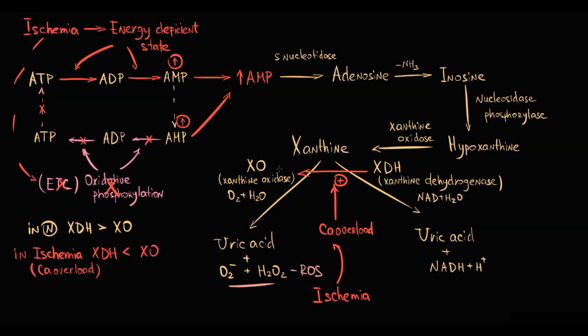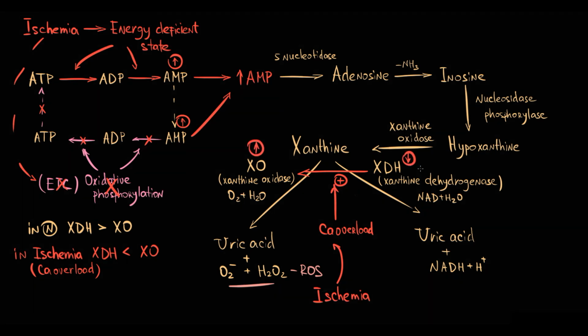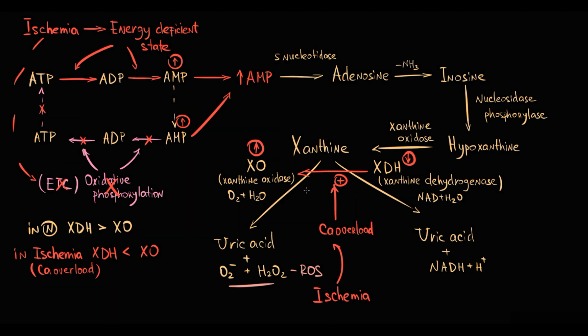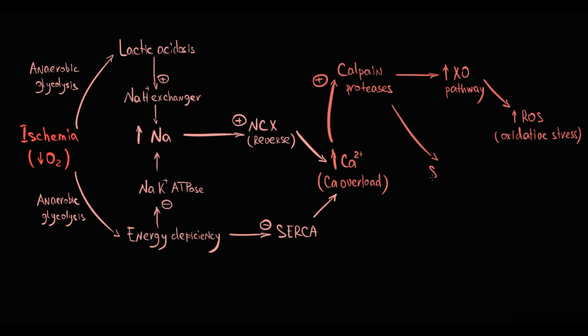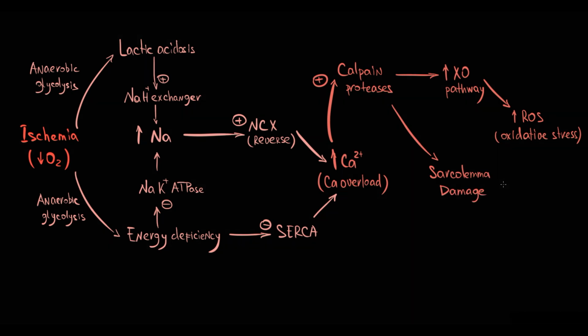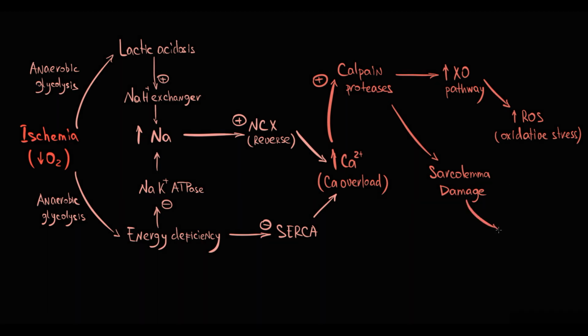Apparently, the level of xanthine oxidase increase and the amount of xanthine dehydrogenase decrease. Thereby, during ischemia, xanthine oxidase pathway prevails over xanthine dehydrogenase pathway, and this results in increase in production of reactive oxygen species that cause oxidative stress. Also, in activated state, Calpain proteases begin to hydrolyze cytoskeletal proteins, as vinculin for example, and this causes damage to sarcolemma of cardiomyocytes. Sarcolemma becomes more fragile, and it greatly increases the risk of sarcolemma rupture.